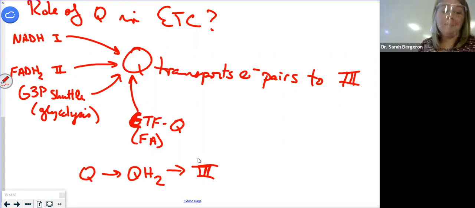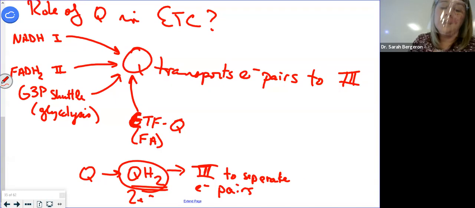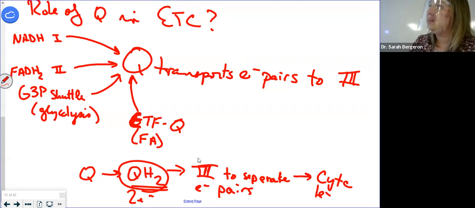So here is where we separate, right? To separate electron pairs, right? So Q is carrying 2 electrons. Then we convert that to cytochrome C, which carries 1 electron at a time. That's why Q has to bring everything to the same place. That's why Q brings everything to 3, so that complex 3 can separate those electron pairs into single electrons. Then those single electrons can go where? 4, where we end and we reduce oxygen to water.